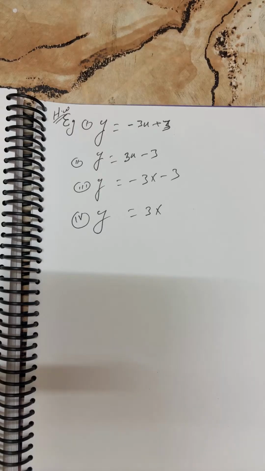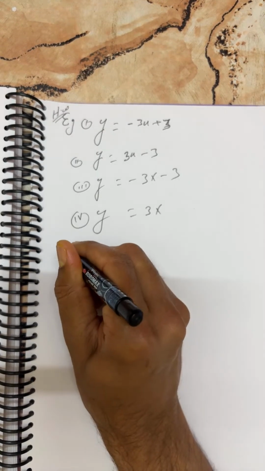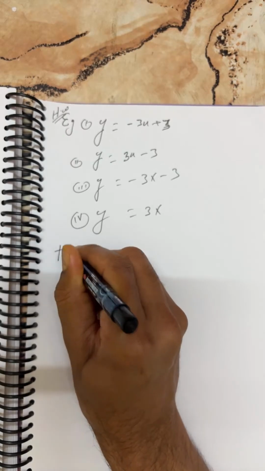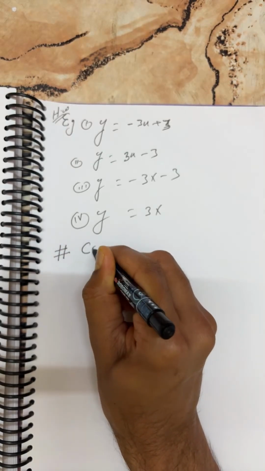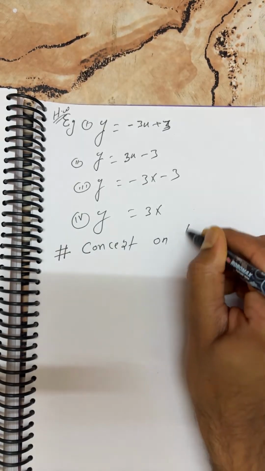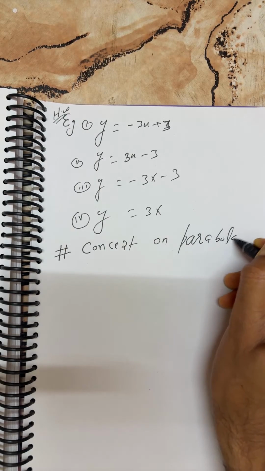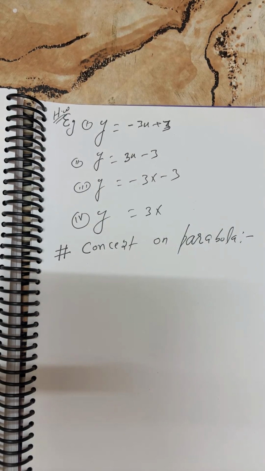Right. So this is what I have done, the concept on straight line. Now, beta, just basic points which we must keep in mind. Concept on parabola. Okay, student, concept on parabola.